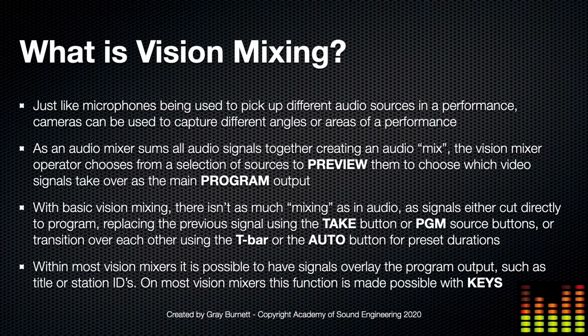Just like microphones being used to pick up different audio sources in a performance, cameras can be used to capture different angles or areas of a performance. As an audio mixer sums all audio signals together creating an audio mix, the vision mixer operator chooses from a selection of sources to preview them to choose which video signals take over as the main program output. With basic vision mixing, there isn't as much mixing as in audio, as signals either cut directly to program, replacing the previous signal using the take button or program source buttons, or transition over each other using the TBar or the auto button for preset durations.